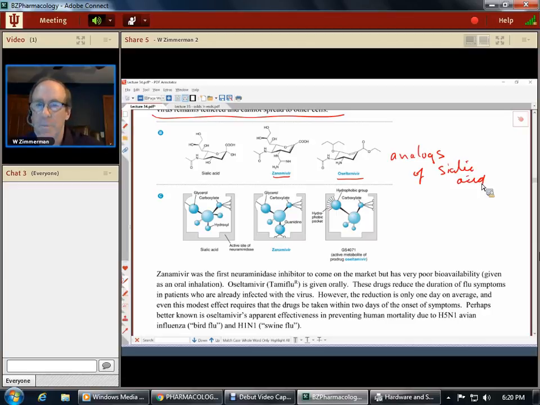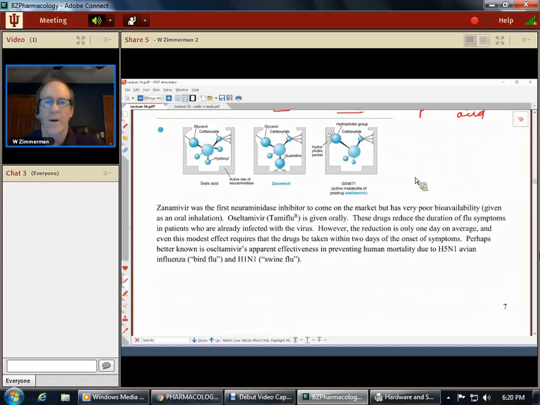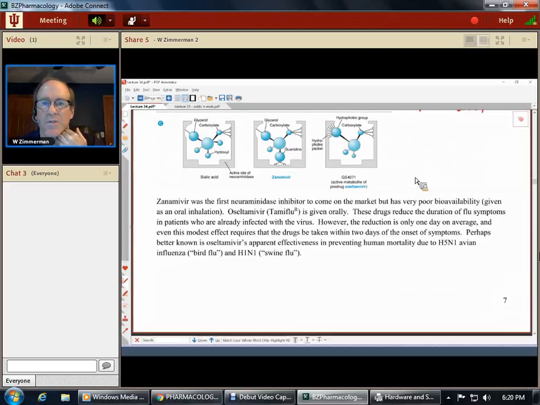And they'll tie up the neuraminidase. So, some notes about these two drugs. They're still quite expensive, particularly the oseltamivir. Zanamivir was the first inhibitor to come on the market, horrible bioavailability, so you have to give it as an inhalation. So it's not nearly as important, but the oseltamivir is given orally.